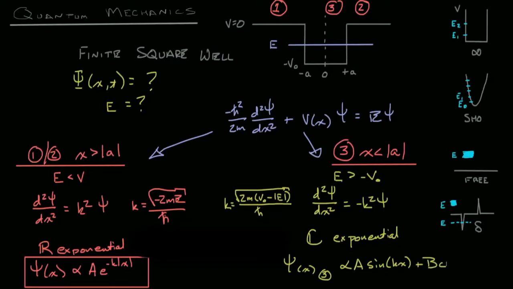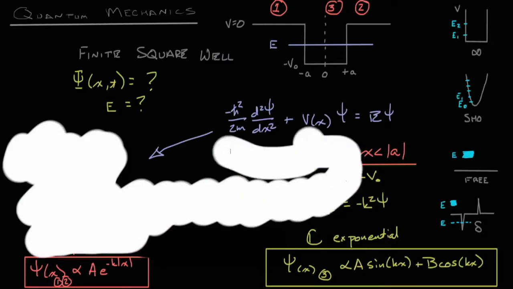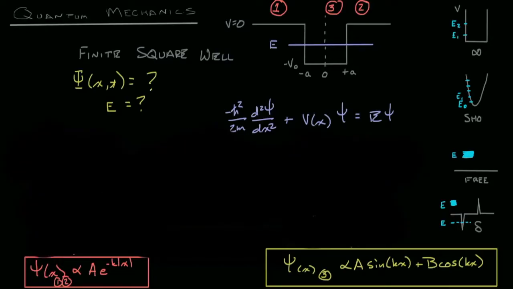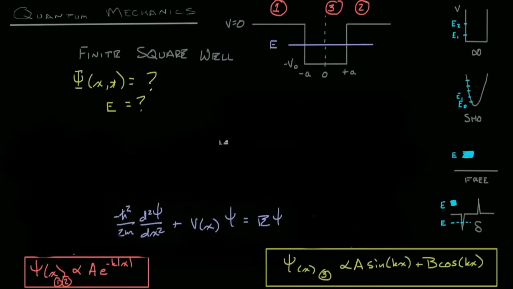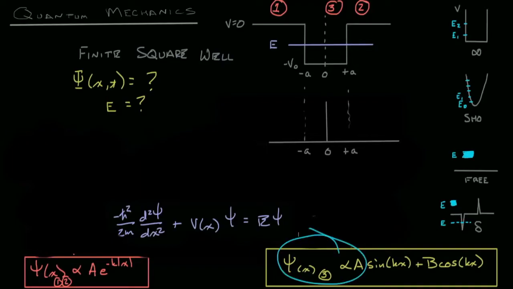So let's erase and move things around a little bit so that we can try and figure out what this wave function might look like. Well, we know that within the region, we're going to have our sine and cosine, so it's going to look very similar to what we saw in the infinite square well. We know that in regions 1 and 2, where the energy is less than the potential, we're going to have a negative exponential, very similar to what we saw right here.